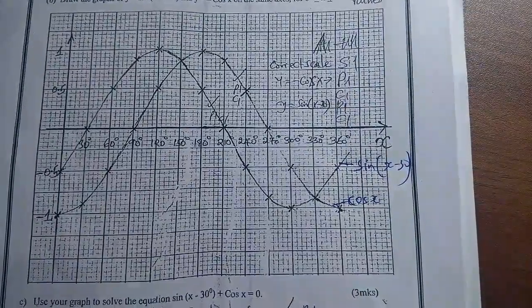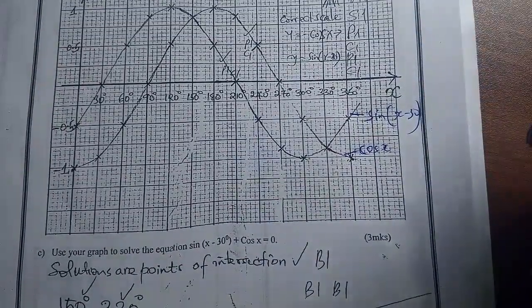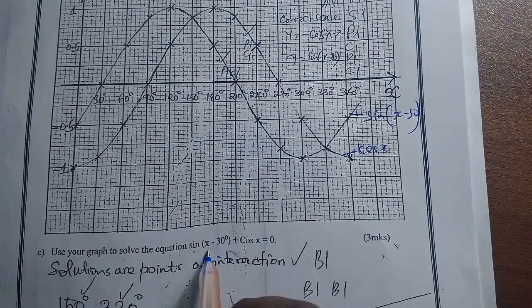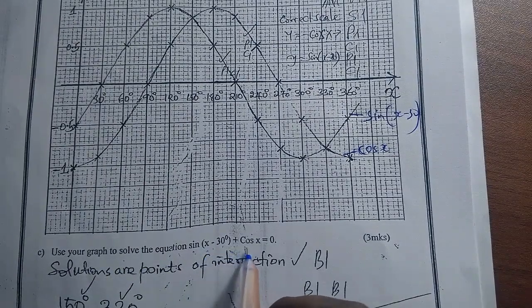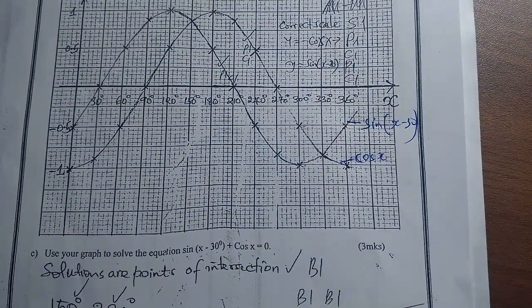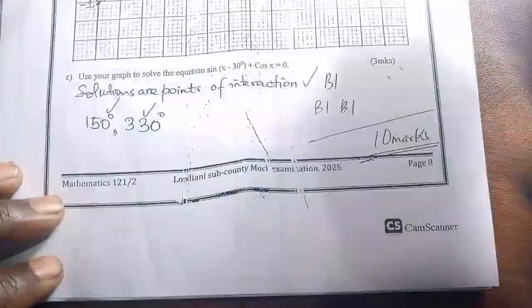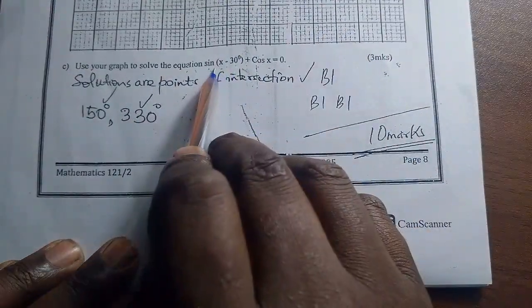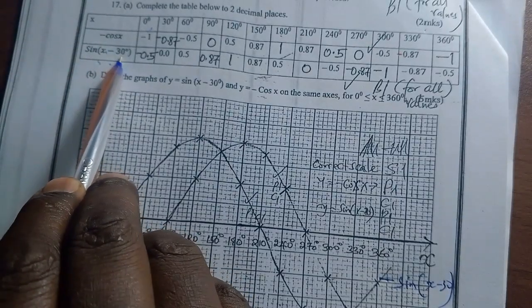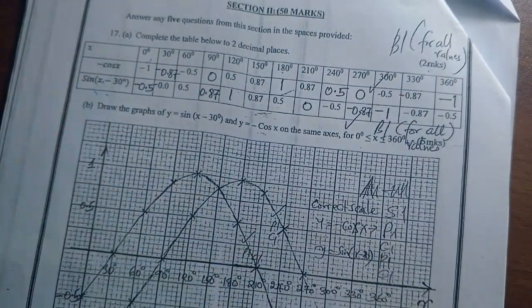Now the question part is where students get a problem. Use your graph to solve sine of x minus 30 plus cos x is equal to 0. This is an equation. This is actually the same as this. Look at this. These are the things we were given: sine of x minus 30, and negative cos x. Those are the things we have here.